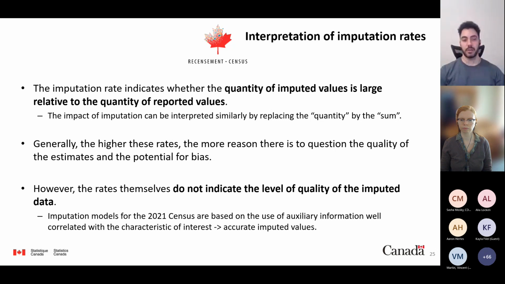However, I do want to be very clear here that the imputation rates themselves do not indicate the quality of the imputed data. They simply provide an indication or measure of how much of the data has been imputed. For the 2021 census, our imputation models used auxiliary information that is well correlated with the variable to be imputed. Therefore, on average, we expect the imputed values to be accurate.